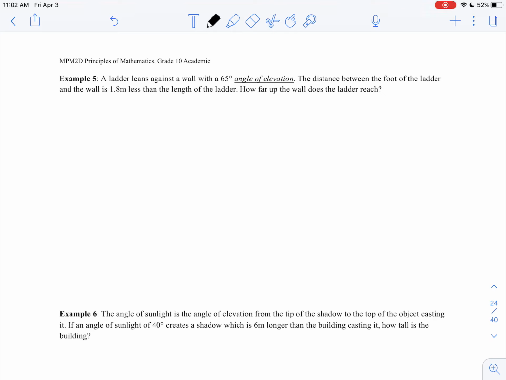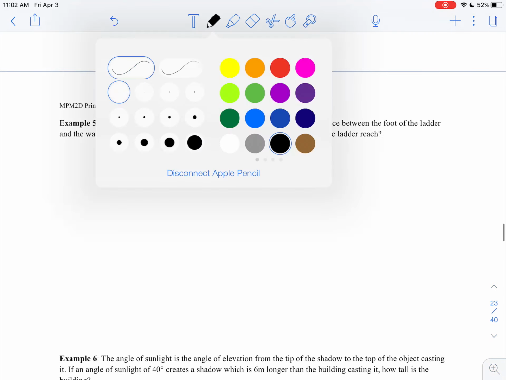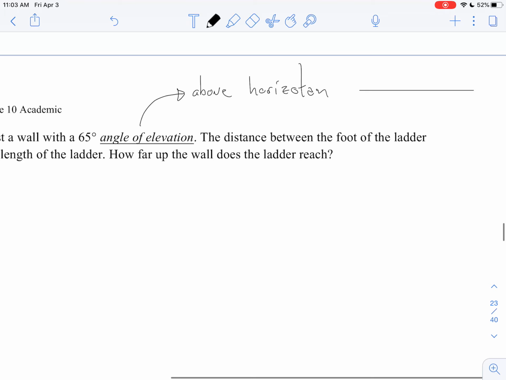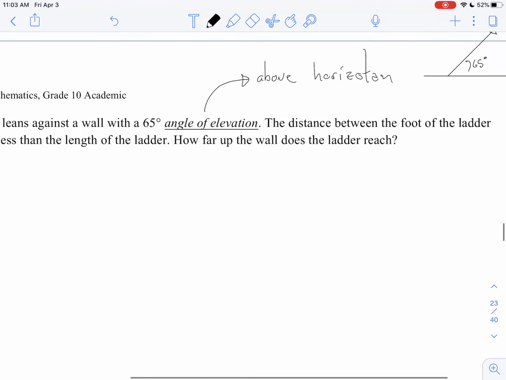So ladder leans against a wall with a 65-degree angle of elevation. So we got to take a look at that elevation, what that means. Elevation means above horizontal. Above horizontal. So if you draw a perfectly horizontal line, then the angle of elevation from that line is going from the horizontal and it's going upwards. So right there, so that angle would be 65 degrees there.